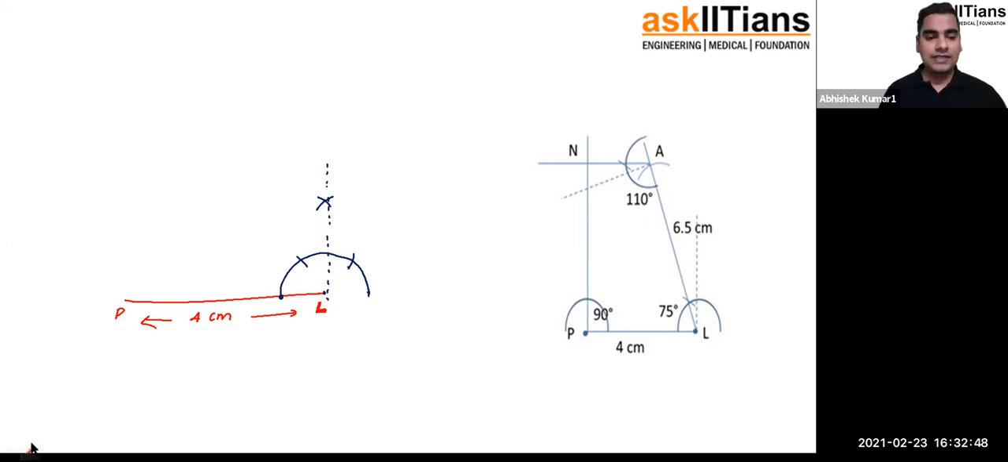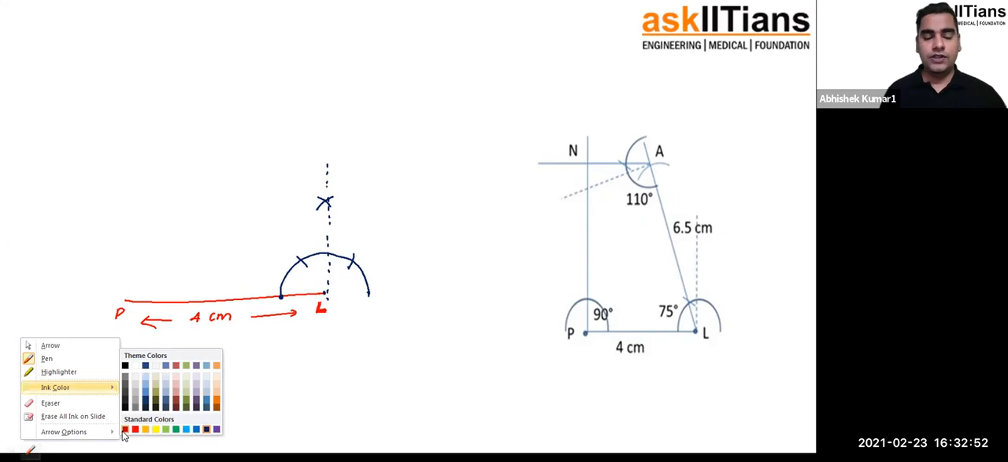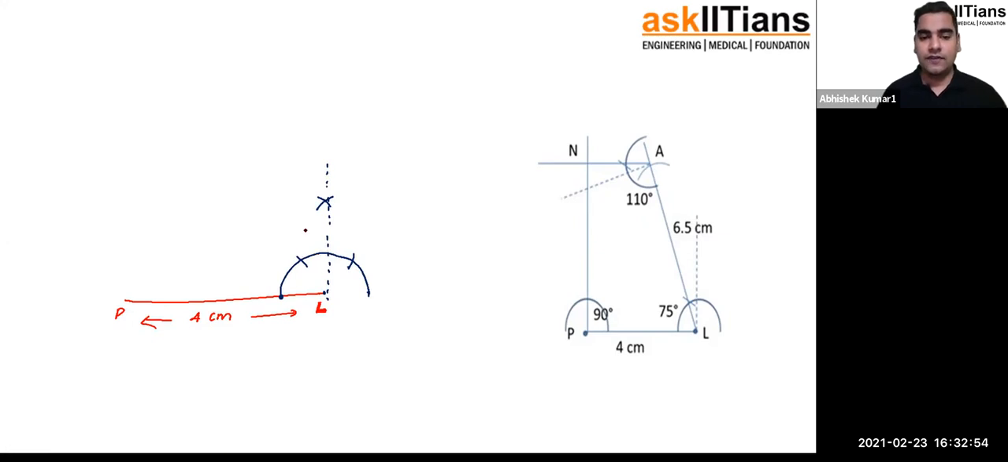So if you want to bisect it, what you need to do is take more than half of it and bisect it. Okay. If you take more than half of it and bisect it, you will get somewhat like this. Your figure will appear somewhat like this. And this angle is going to be 75 degrees. All right, this will be 75 degrees.